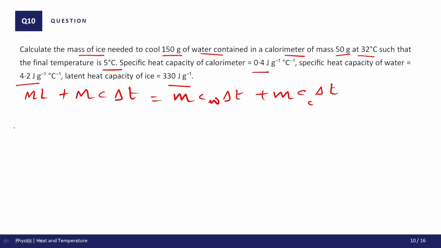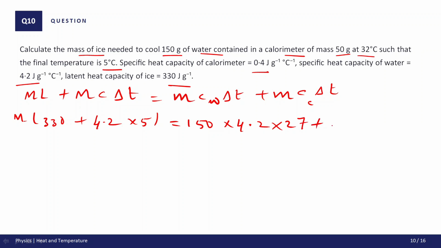Mass m is common in the two terms, so I will write here m of L value is 330 plus C for water 4.2, change of temperature is 5, equal to mass of water 150, specific heat 4.2, change of temperature 32 to 5 into 27 degrees Celsius, plus mass of calorimeter, sorry, 50, specific heat 0.4, into change of temperature 27 degrees Celsius.